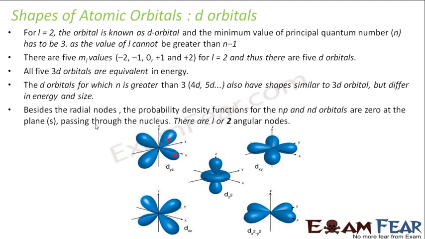Besides the radial node, the probability density function for np and nd are 0 at planes passing through nucleus, and they are called angular nodes, right? And for this, the number of angular nodes is l. For d orbitals, the value of l is 2, so there are 2 angular nodes.